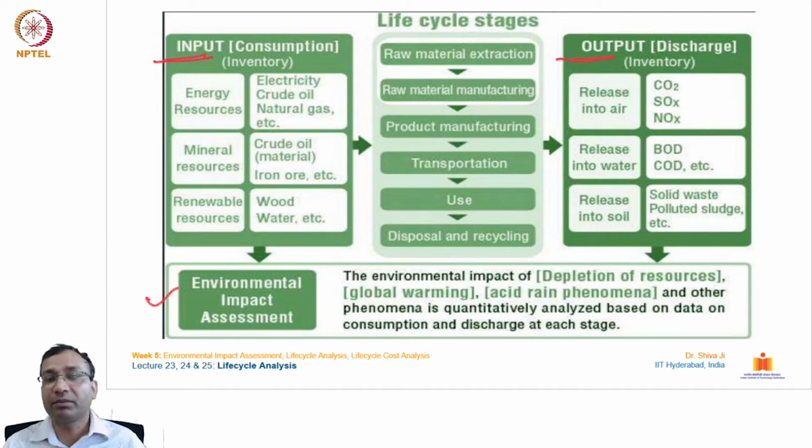Then it goes for processing, extraction, the manufacturing. It goes for the processing part of it. Then it goes for transportation from one place to another, transportation of the raw material, then transportation of the finished material. Then it goes for the use part. The use is the major part where the end user interacts with the product, consumes that product, or lives with it.